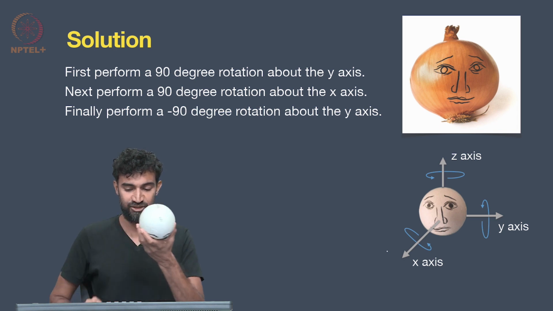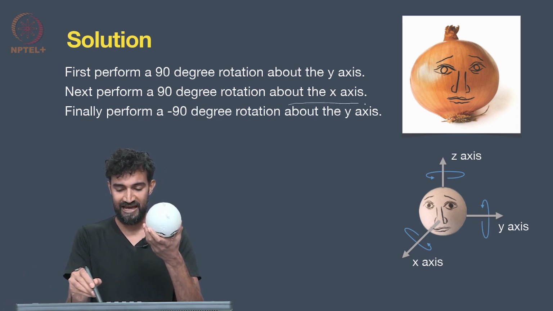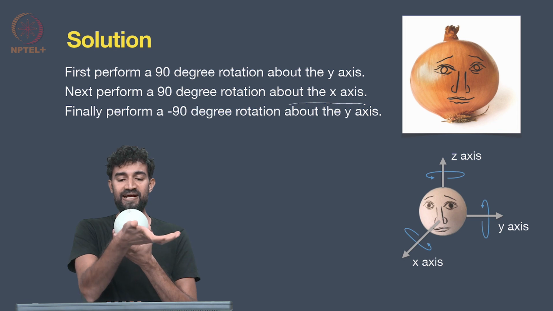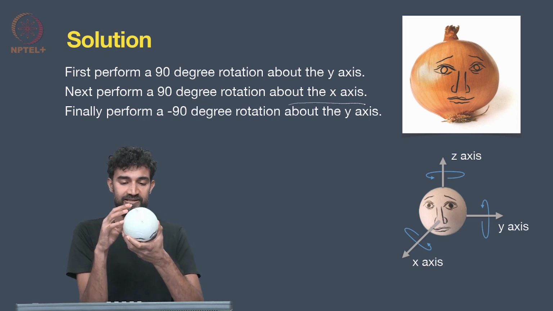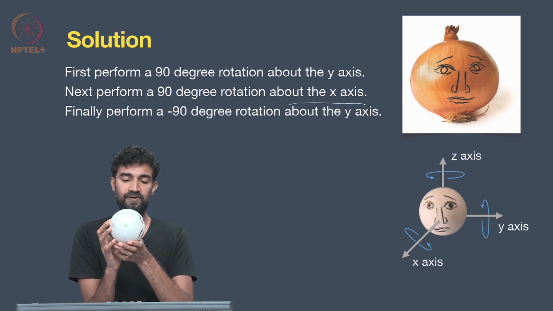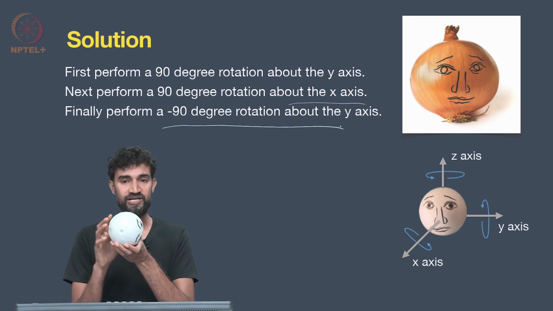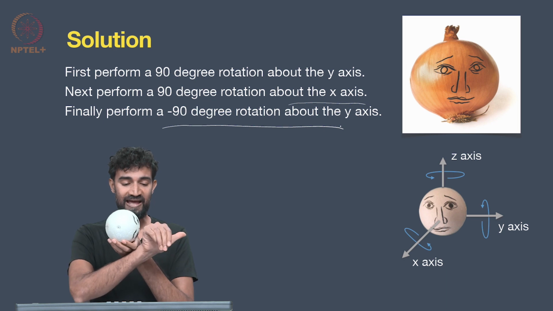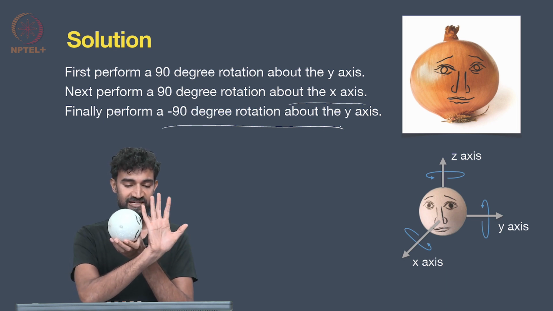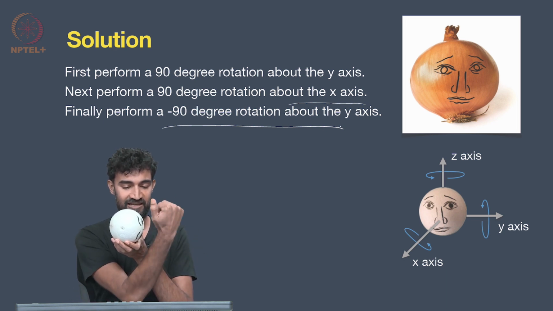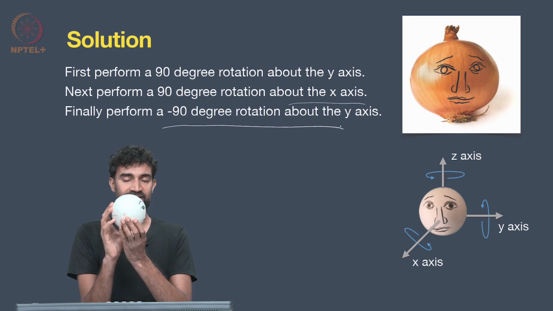Next, perform a 90-degree rotation about the x-axis. The x-axis is pointing this way, so that's going to go like this. And finally, we'll perform a negative 90-degree rotation about the y-axis. Since it's negative 90, positive 90 is like this, negative 90 is going to be like this.